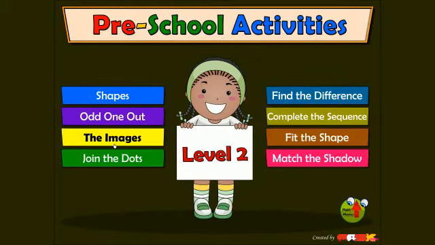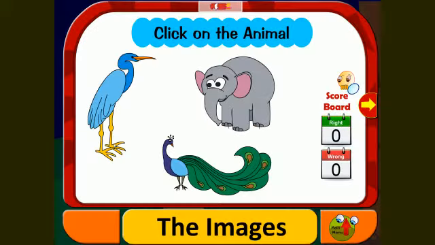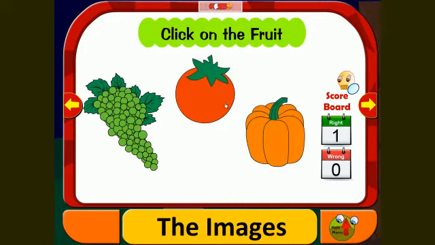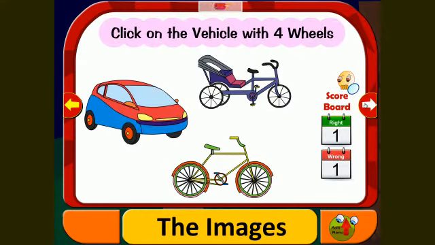The images. Click on the animal. Correct. Click on the fruit. Wrong. Click on the vehicle with four wheels. Well done.